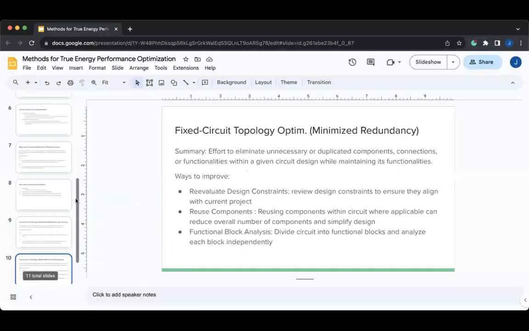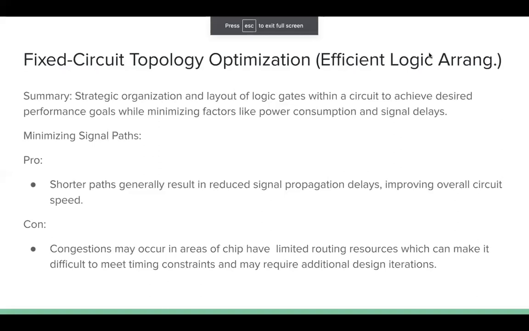Regarding minimizing the signal paths, the pro is that shorter paths generally result in reduced signal propagation delays, which will overall improve the circuit speed. One of the downfalls, though, is that since it is a shorter path, congestion may occur in areas where the chip has limited routing resources, which can make it difficult to meet timing constraints and may require additional design iterations.